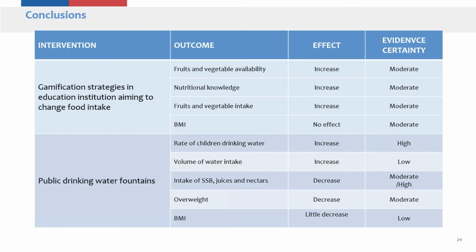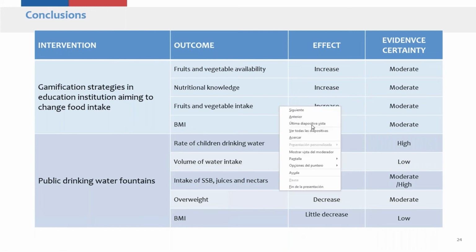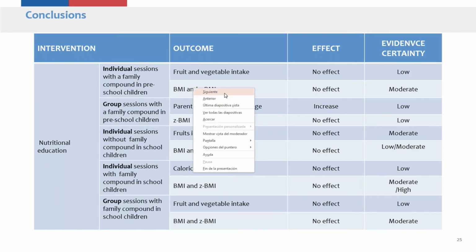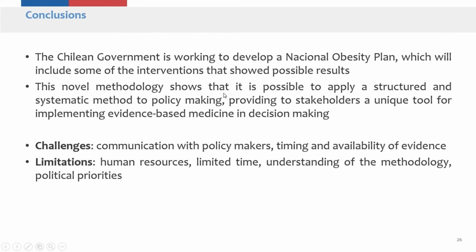For example, a public drinking water fountain shows these results. And same for nutrition education, which we show that there was very little effect, basically no effect in most of them, and the certainty was low to moderate. And the conclusions. The Chilean government is working to develop a national obesity plan, which will include some of the interventions that show possible results.